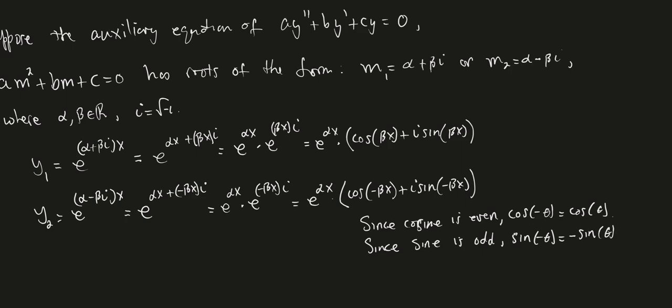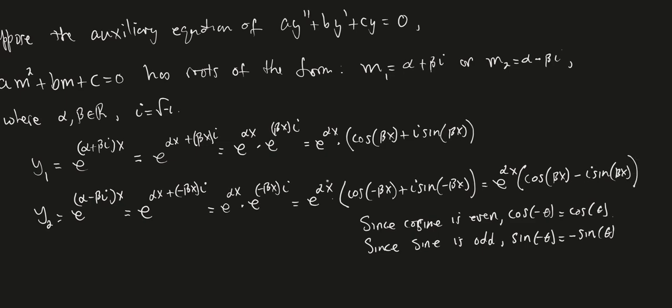So I can use the even and odd identities for cosine and sine respectively and write this down slightly more simplified. So this becomes e to the alpha x, and then in parentheses, I can get rid of this negative sign because of the even property of cosine. So I still end up with cosine of beta x, and then this negative that's in front of the beta, I can bring it in front and change this plus sign to a minus, I sine of beta x.